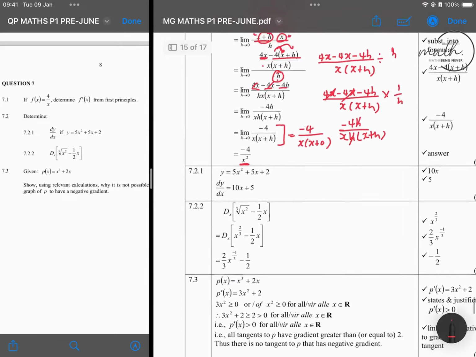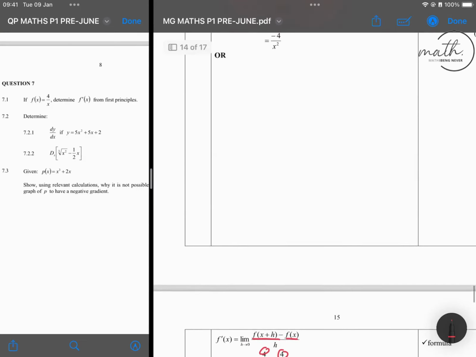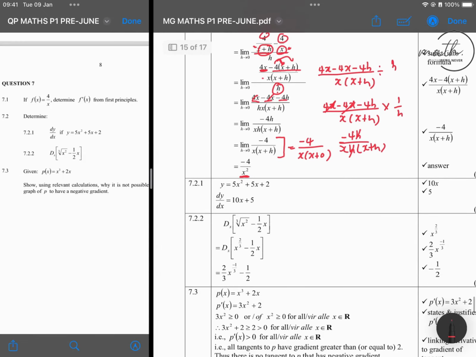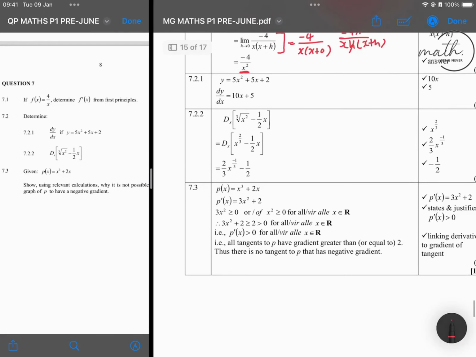That's 7.1. Please also check where they're putting the ticks. Make sure you have those steps there as well when you simplify.